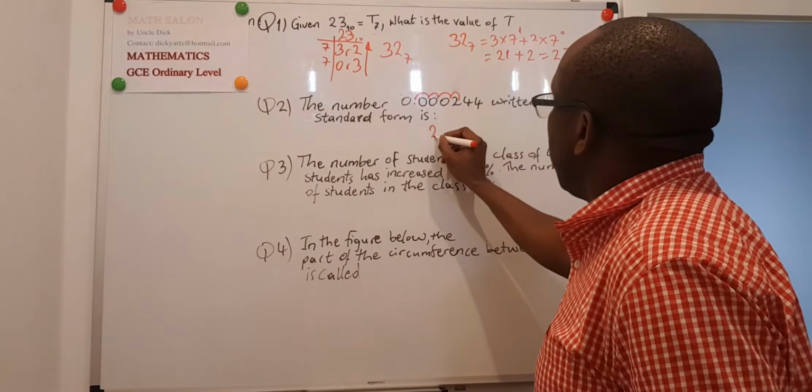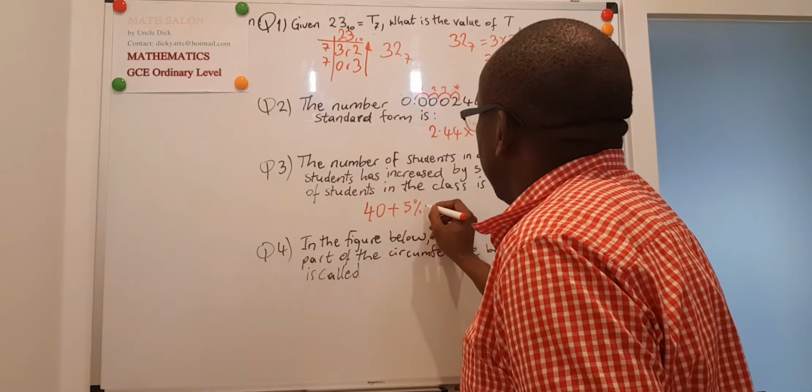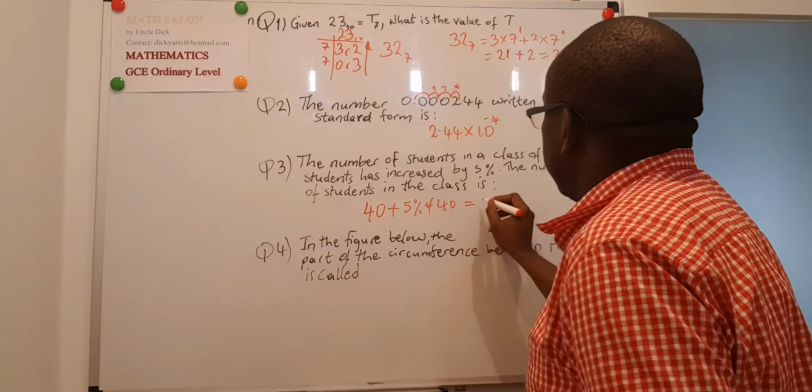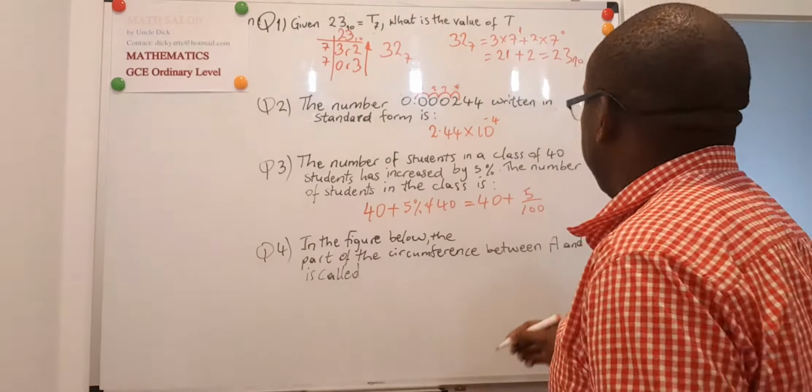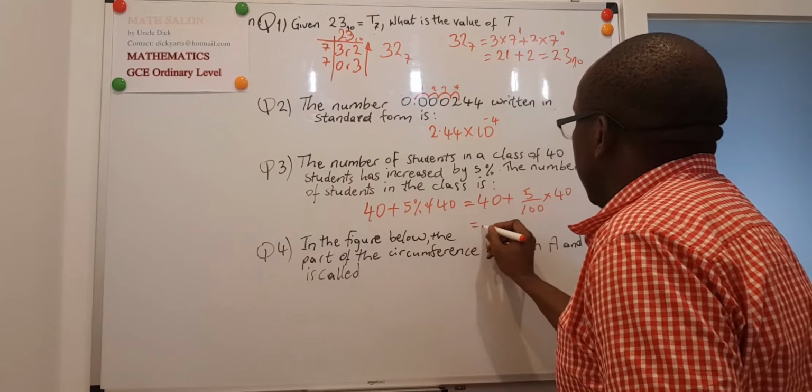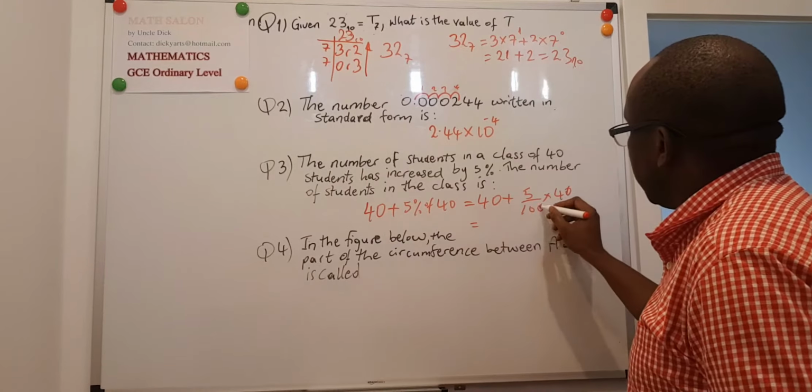The number of students in a class of 40 students has increased by 5%. The number of students in the class is, if you have an increase of 5%, it means you have the total number of students that was there plus 5% of that number. So I have 40 plus 5% of 40. That means 40 plus 5 over 100 times 40. If you do that well, this goes off, 2 there, 5 goes up with that, 2 times 2 plus 40 then becomes 42. So we have 42 students.